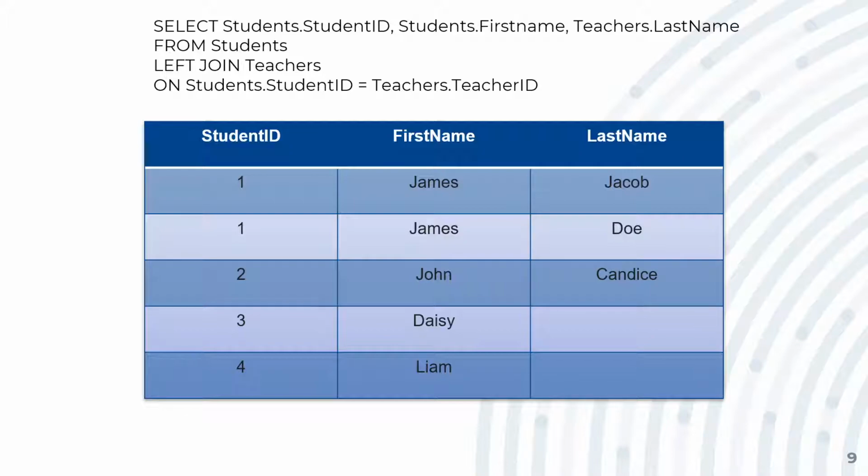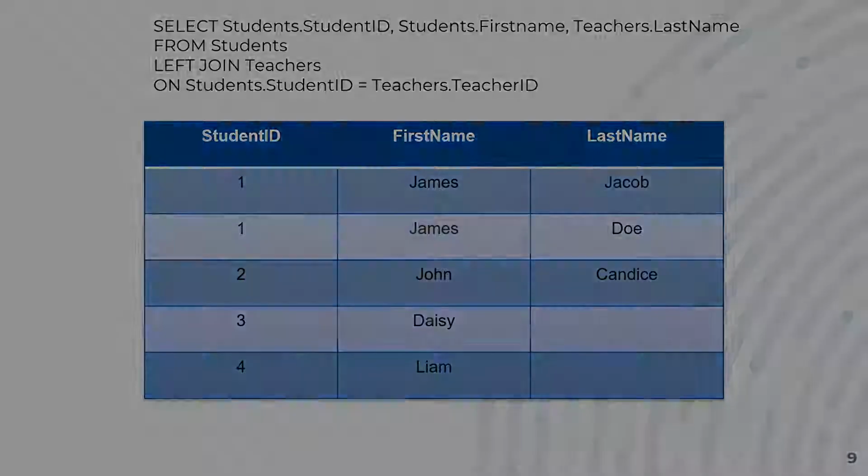In this case, that is the students table. So even though there are no teachers with ID 3 or 4, it will still display the students with those ID values and just leave the teachers column blank. In this case, that is Daisy and Liam.